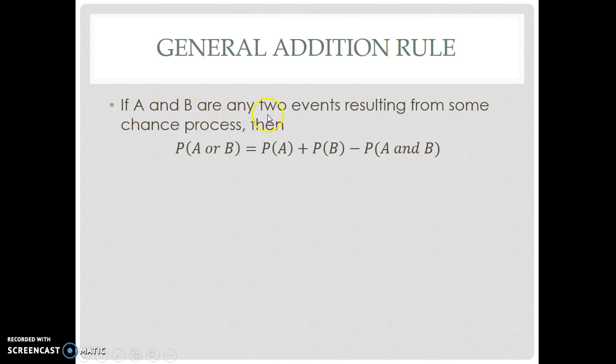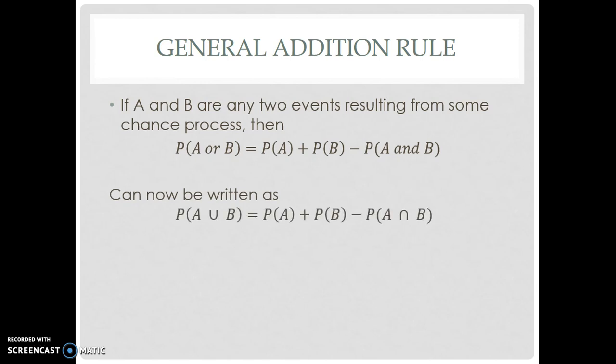If A and B are any two events resulting from some chance process, then the probability of A or B is equal to the probability of A plus the probability of B minus the probability of A and B. This is what we had on the previous page, so you don't have to write that again. But now, because we know those symbols, we can write it like this, and this is how you usually see it, and how it will be on your formula sheet. The probability of A union B is equal to the probability of A plus the probability of B minus the probability of A intersection B.